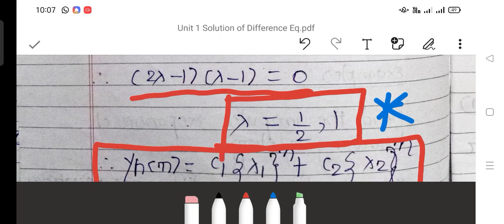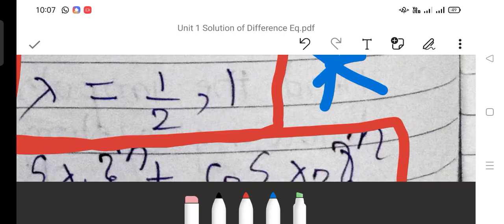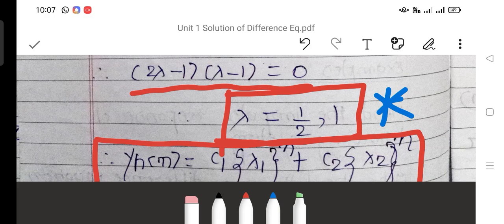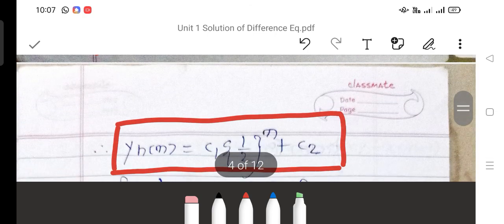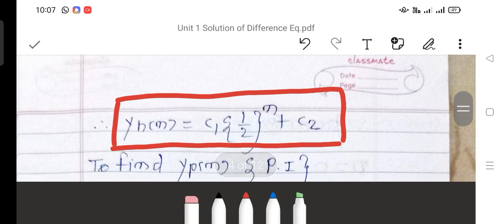These roots are real and distinct, so the homogeneous solution will be c1 lambda 1 to the power n plus c2 lambda 2 to the power n. That is, the homogeneous solution is c1 times 1 by 2 to the power n plus c2. This is our half part.